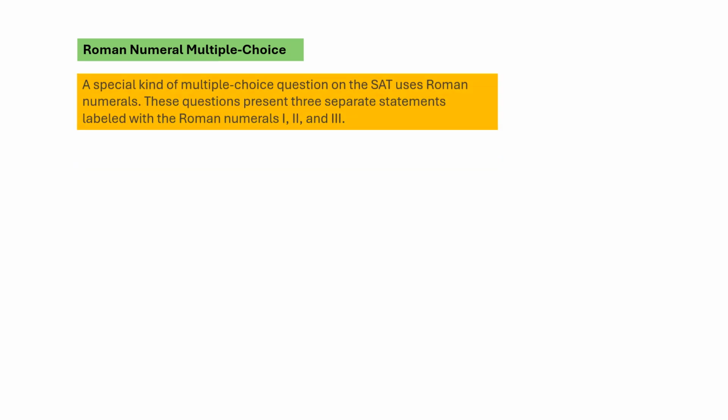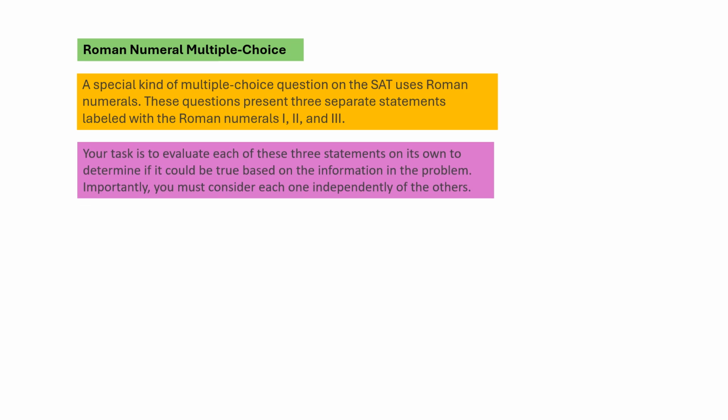Roman numeral multiple choice. A special kind of multiple choice question on the SAT uses Roman numerals. The question presents three separate statements labeled with the Roman numerals I, II, and III. Your task is to evaluate each of these three statements on its own to determine if it could be true based on the information in the problem.